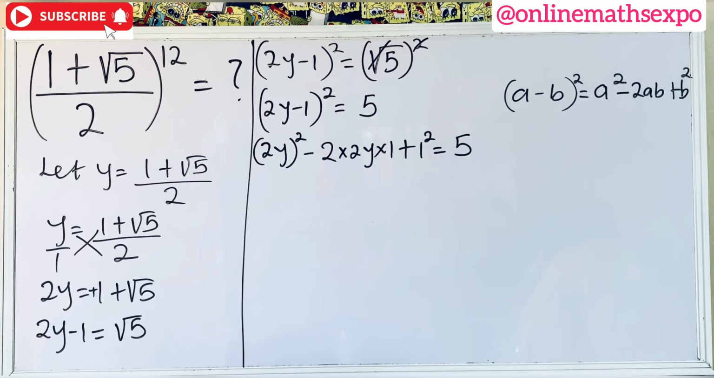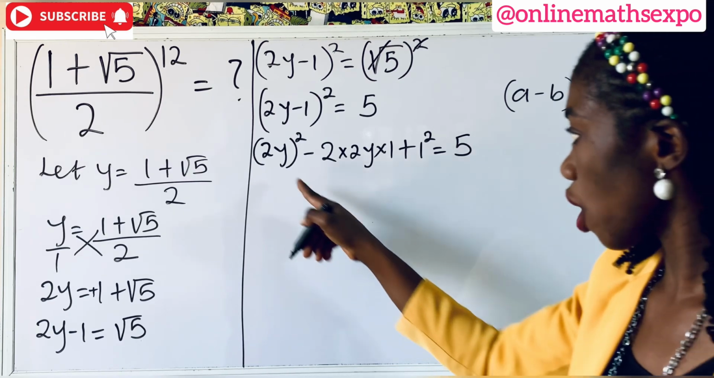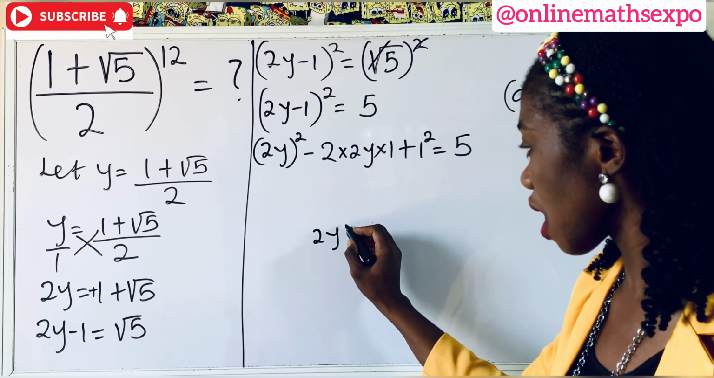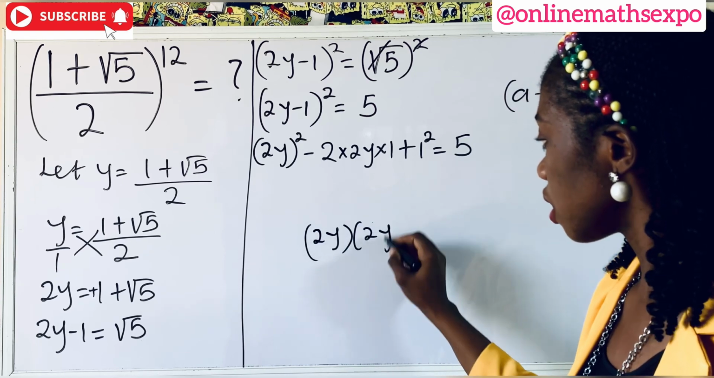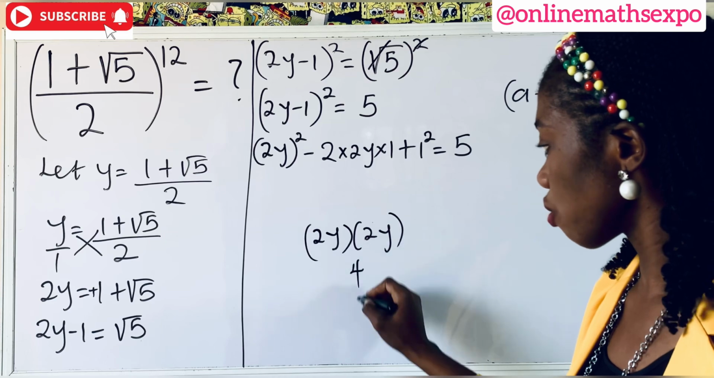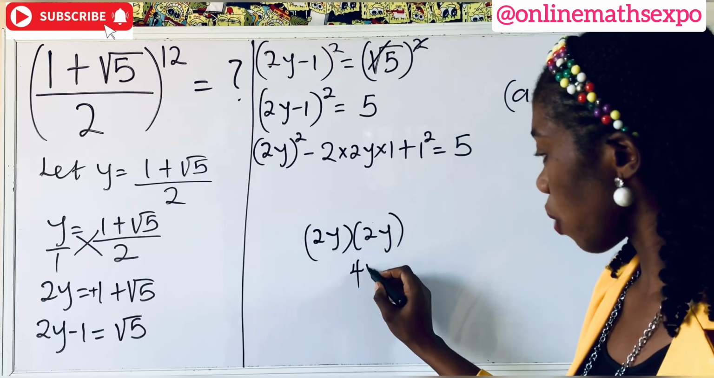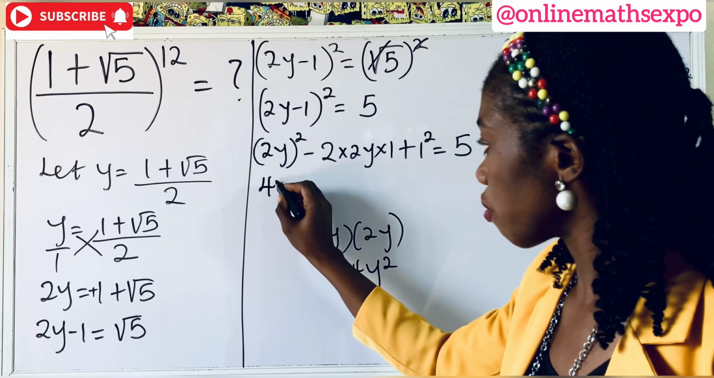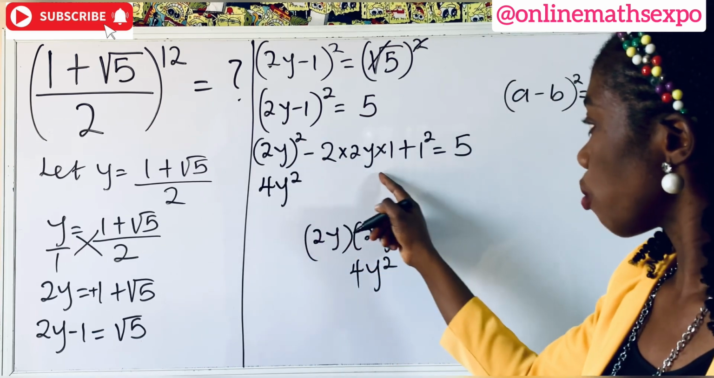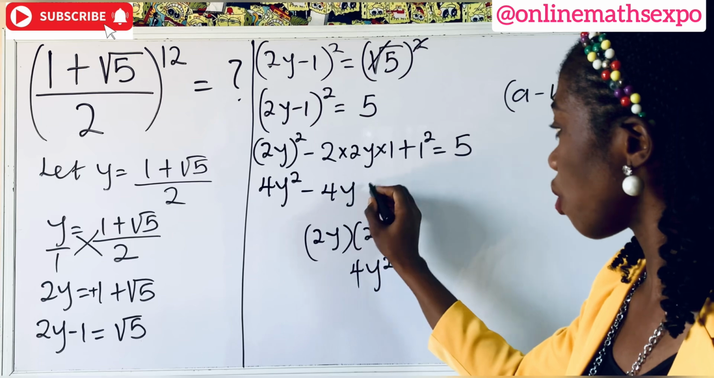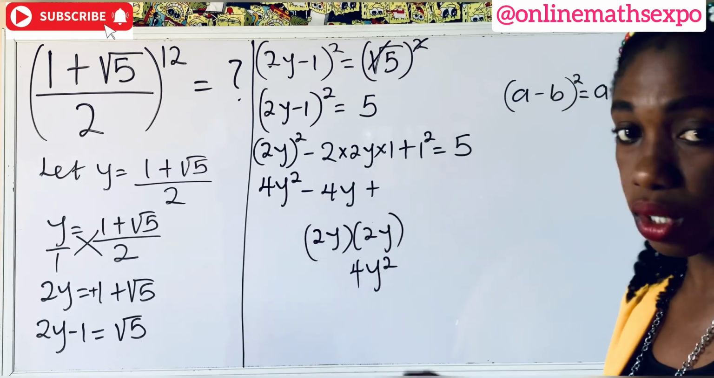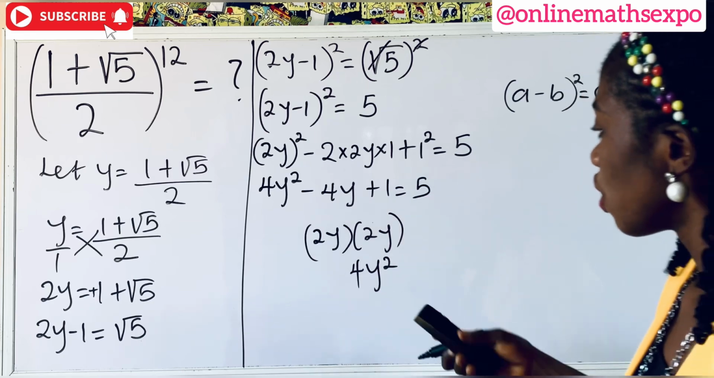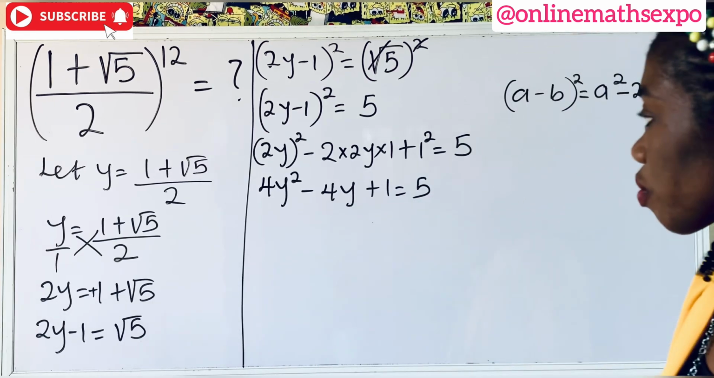Did you see that? So in that case, you are going to have 2y raised to power 2 means 2y 2 times, okay? And in that case, 2 we multiply 2 to give us 4. y we multiply y to give us y squared. So if I open up this, I'm going to have 4y squared. If you multiply this, you have negative 4y plus 1 squared is 1 times 1 to give us 1 and is equal to 5. So what do you do next?